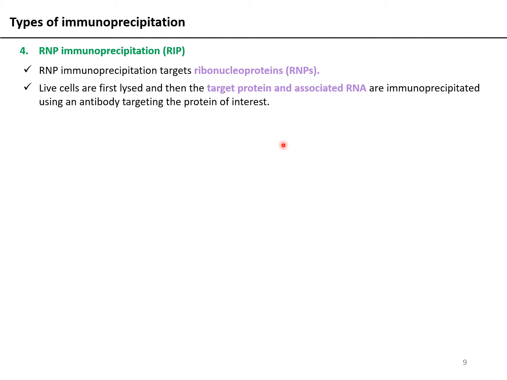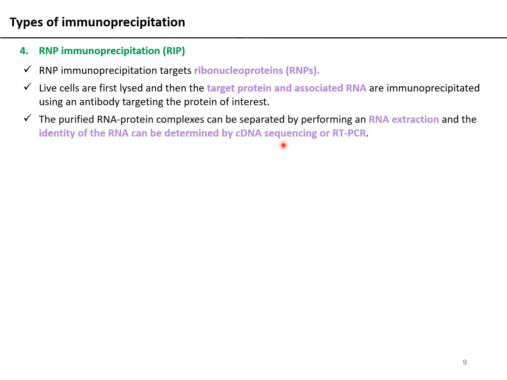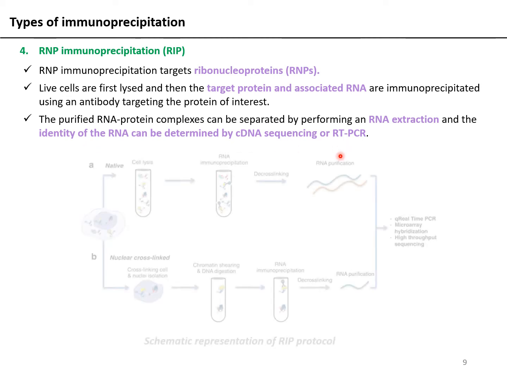You can say this is a modified version of ChIP, wherein in ChIP you were studying the interaction between chromatin and a protein, and in case of RIP you study the interaction between a target protein and associated RNA. The purified RNA-protein complexes can then be separated by performing an RNA extraction, and the identity of the RNA can be determined by cDNA sequencing or RT-PCR.